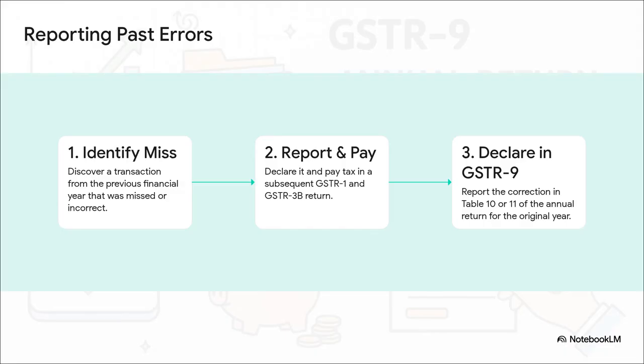The process itself is pretty straightforward. First, you find a missed or wrong transaction from FY 2024-25. Second, you report it and pay any tax due in a later return, say in May of 2025. The final and most critical step is to then declare that specific correction in Table 10 or 11 of your GSTR-9 for FY 2024-25. This makes sure that transaction is officially tied to the correct year.